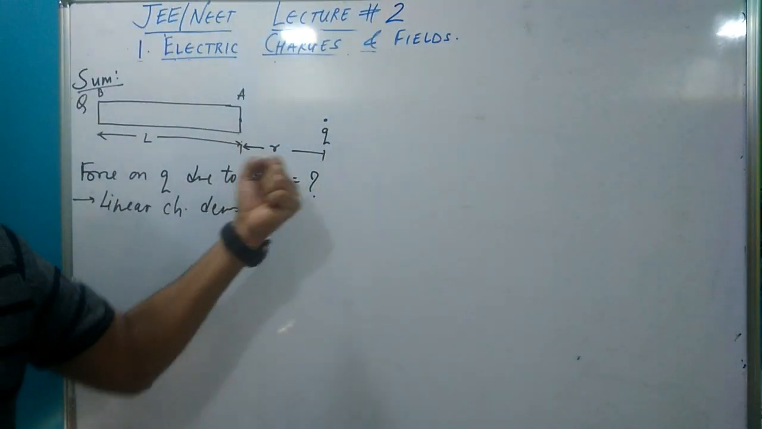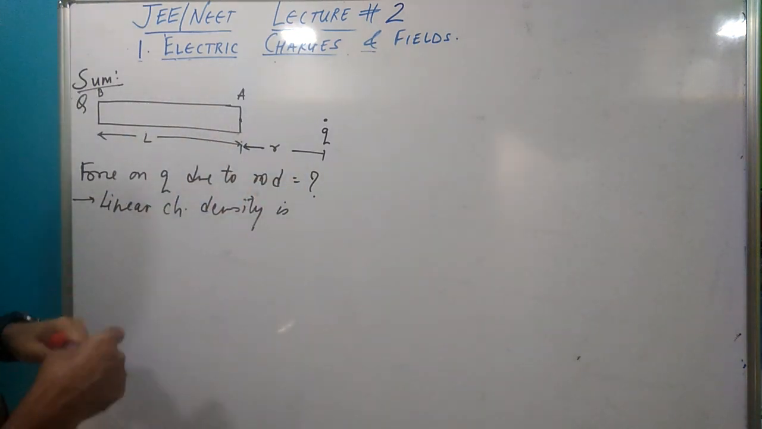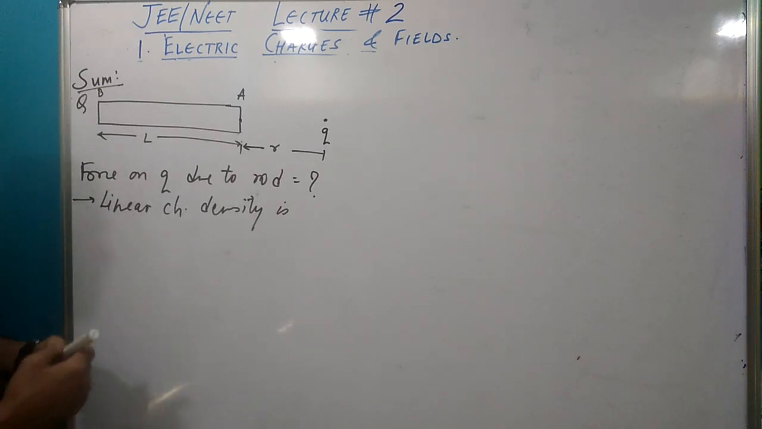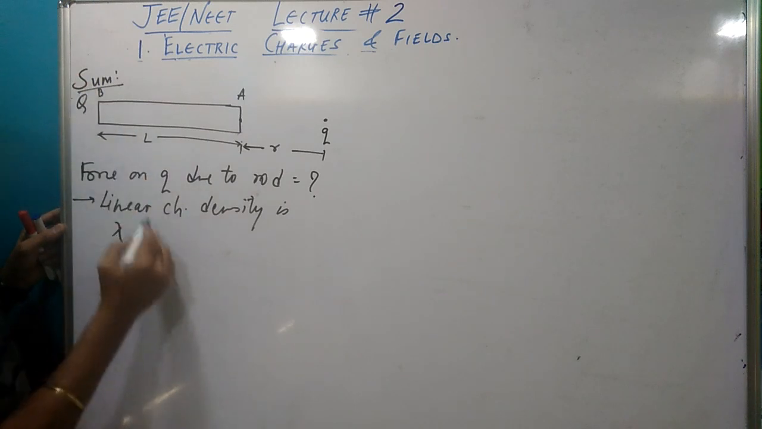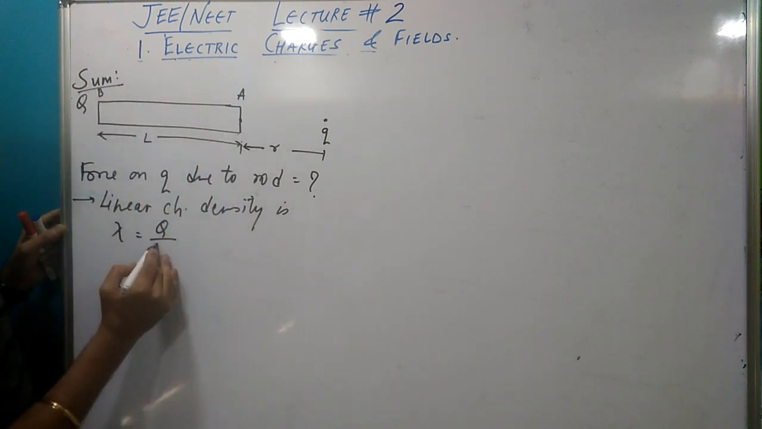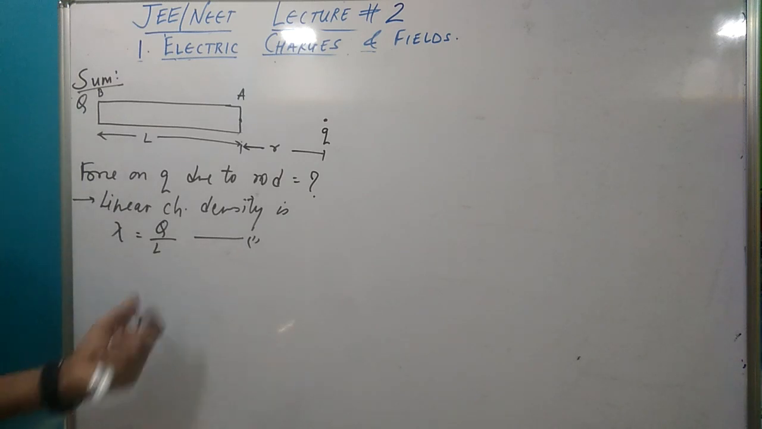So here too, we want to find out how much charge there is in 1 meter, brother. So we ask the question, how much is the charge density? So lambda, what is the total charge on this rod, Q, and what is the length of this rod, L? Wow! Easily we found out the linear charge density.